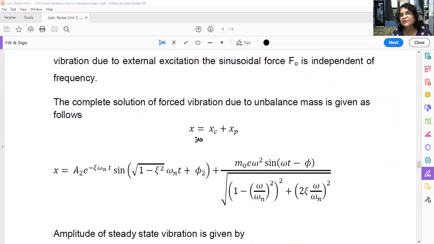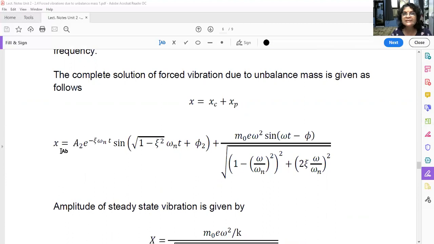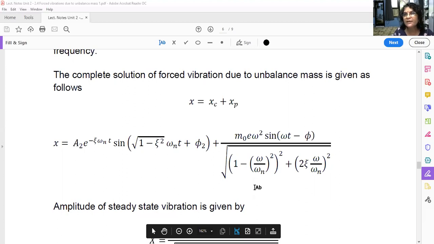It is given by X is equal to Xc plus Xp. That is, complementary solution plus particular solution is nothing but the complete solution. So the complete solution X is equal to, what is the complementary solution? We have studied in unit number 1 for the under-damped vibratory system, Xc is given as, now we are familiar with this equation, A2 into e raised to minus zeta omega n t into sine of square root of 1 minus zeta square omega n t plus phi 2, where phi 2 and A2 are constants. Okay. And the particular solution is given by this equation.